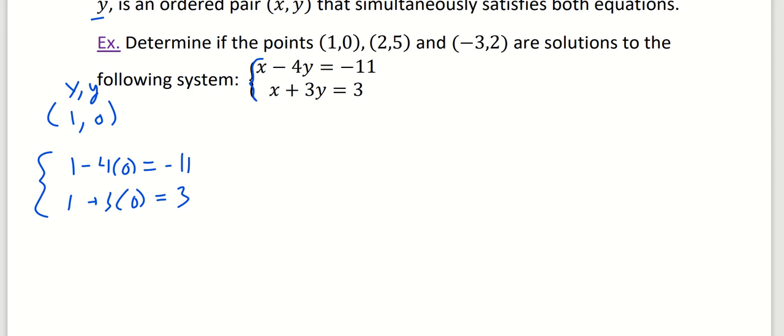And this results in the following statement. We get that 1 equals negative 11 and 1 equals positive 3. So we plugged it in, and neither one of them actually ends up being true. But in particular, because both aren't true at the same time, we would say that the ordered pair (1, 0) is not a solution to the system.